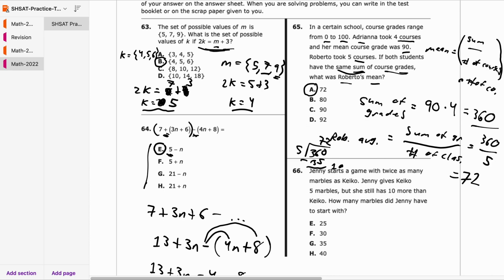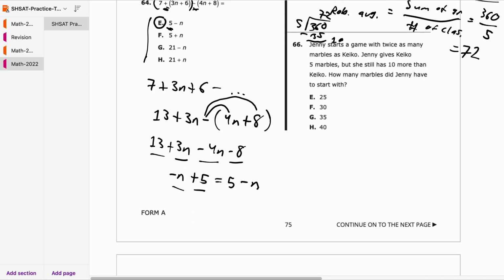All right, let's go on to question 66. Okay, so on to question 66. Jenny starts a game with twice as many marbles as Kaiko. Jenny gives Kaiko 5 marbles, but she still has 10 more than Kaiko. How many marbles did Jenny have to start with?